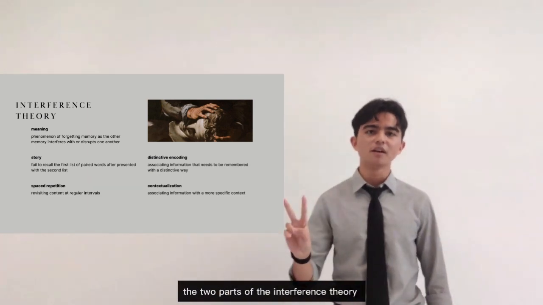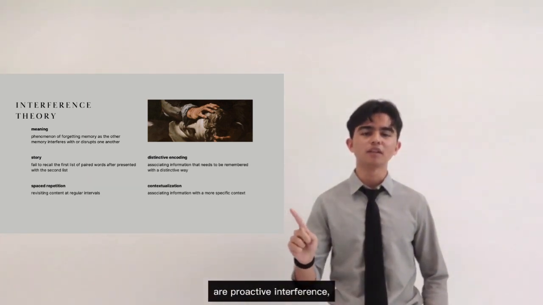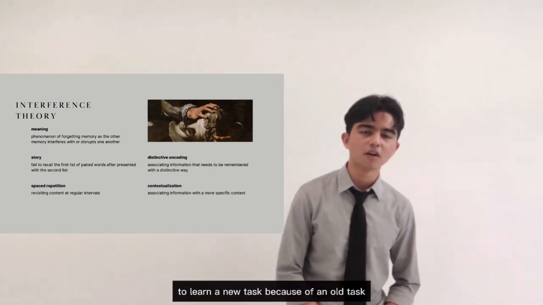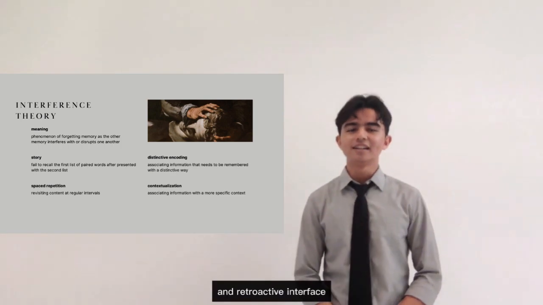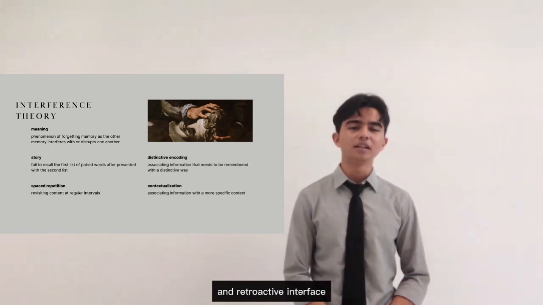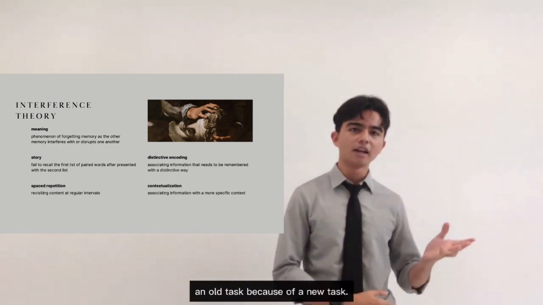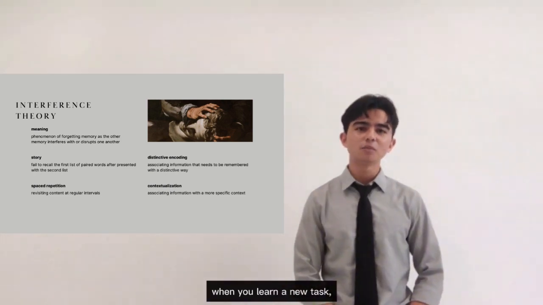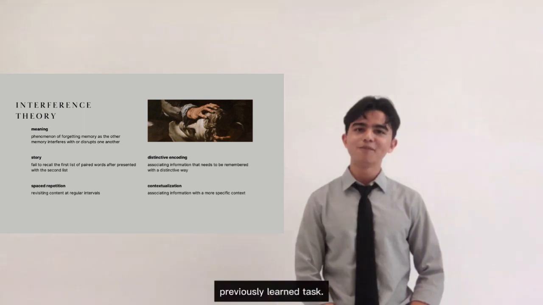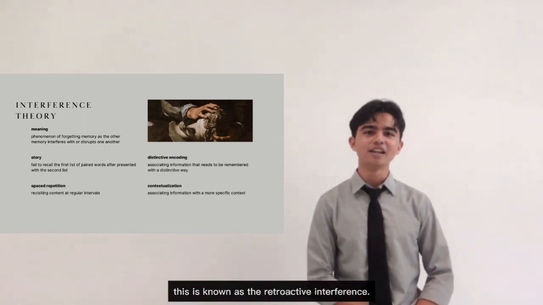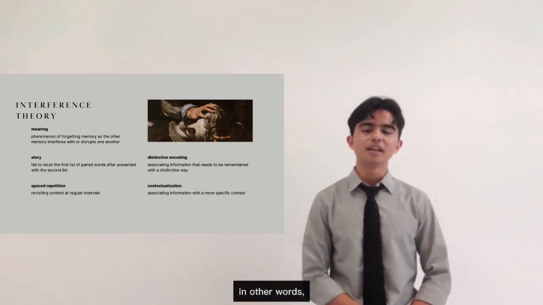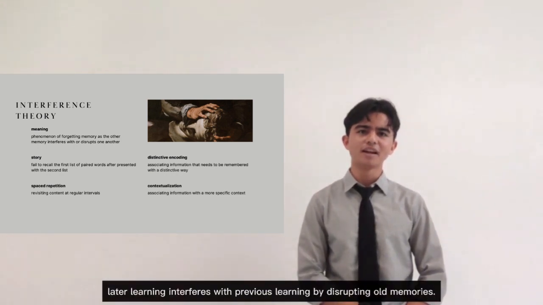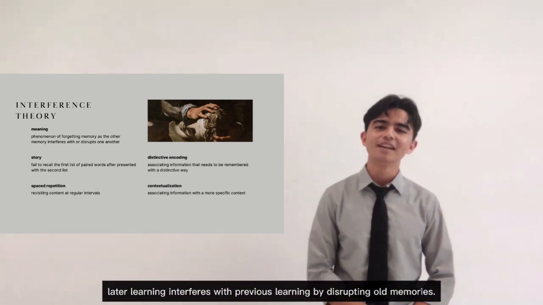The two parts of the interference theory are proactive interference, the inability to learn a new task because of an old task, and retroactive interference, the inability to recall an old task because of a new task. When you learn a new task, you may forget a previously learned task. This is known as retroactive interference. In other words, later learning interferes with previous learning by disrupting old memories.